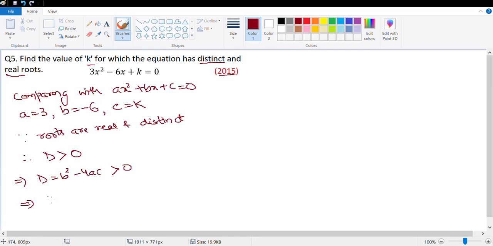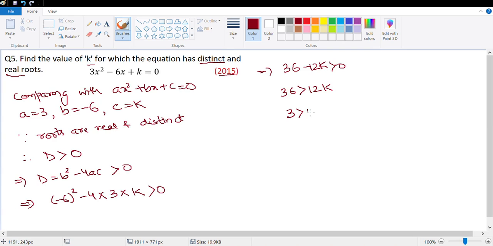Substituting values, b, which is negative 6 whole square minus 4 times a, which is 3, multiplied with c, which is k, is more than 0, which means 36 minus 12k is more than 0, which means 36 is more than 12k, which means 3 is more than k, which means k is less than 3. That's the answer. Value of k for which equation has distinct and real roots basically means k has to be less than 3. That brings me to an end of this video.